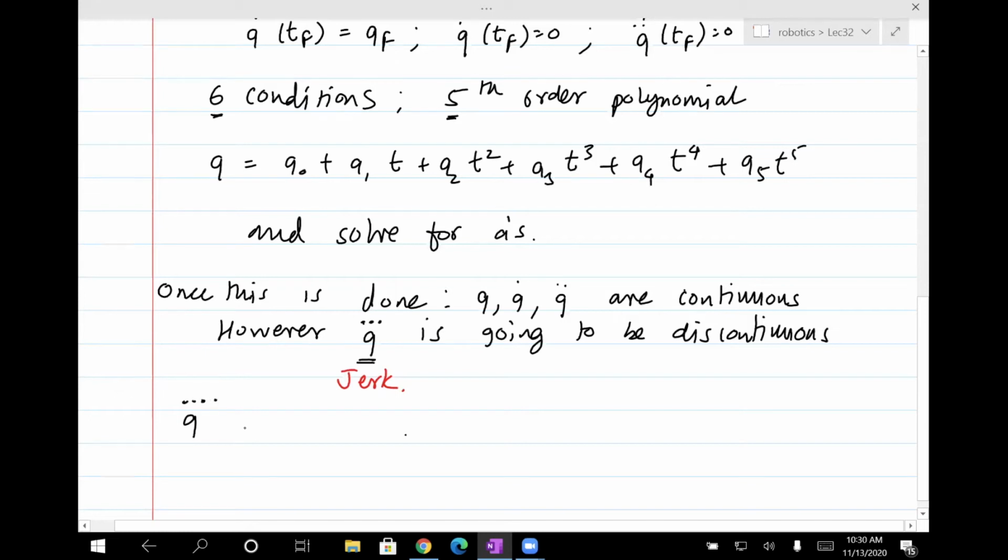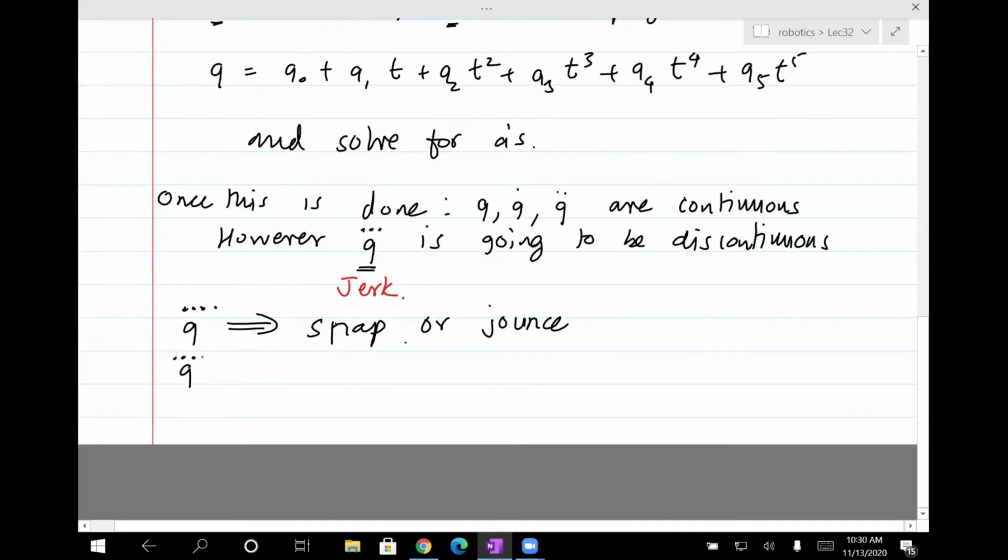If you do that, you will see that it's basically discontinuous in the fourth derivative. Anybody know what the fourth derivative is called? Snap, yeah. It's also called jounce. What about the fifth derivative? Crackle. And then the sixth, pop. I'm sure many people have not heard of this. Snap, crackle, pop are the fourth, fifth, and sixth derivatives.